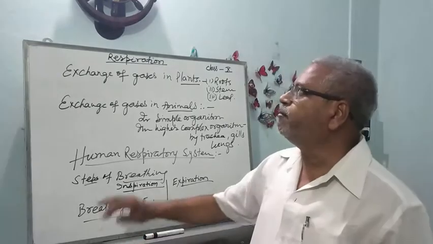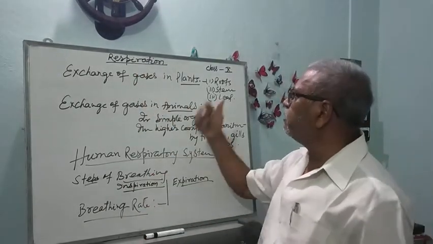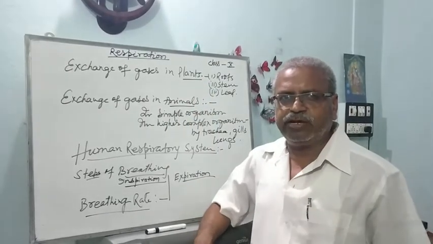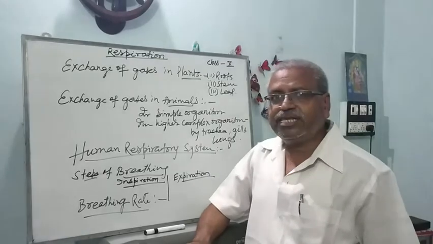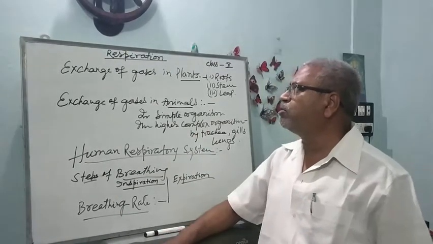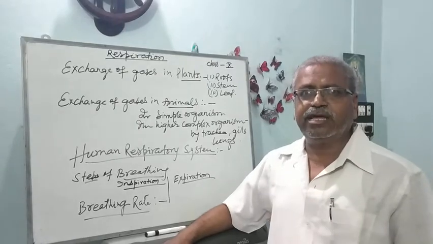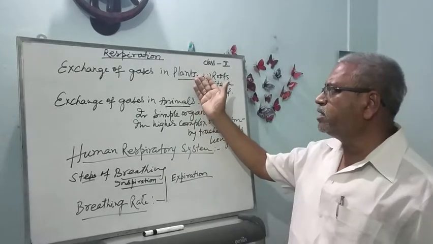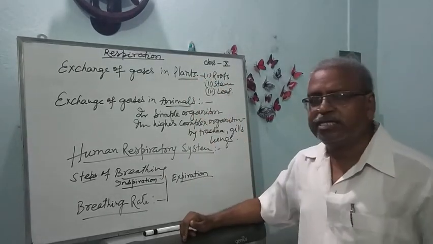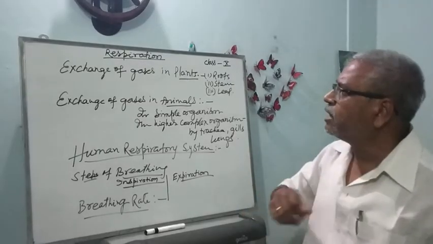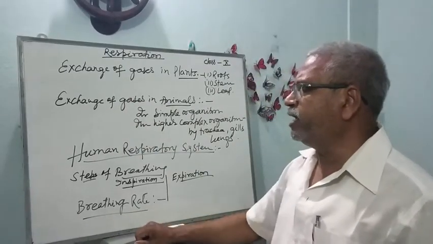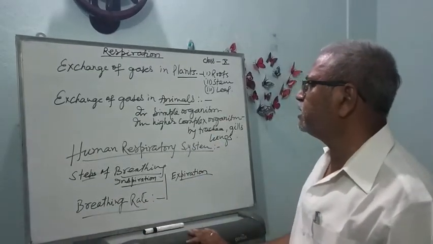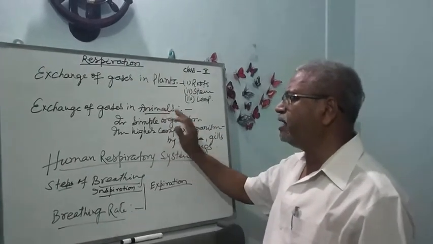The actual mechanism of respiration in plants or animals is the same. There is no difference. The difference lies in the availability of oxygen and removal of CO2, that is, the exchange of gases in different organisms, in plants and in animals. Now, today I am going to give you a detailed idea about the exchange of gases in plants first and then in animals.